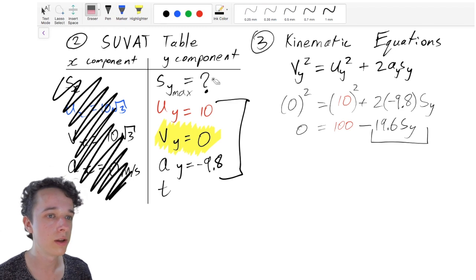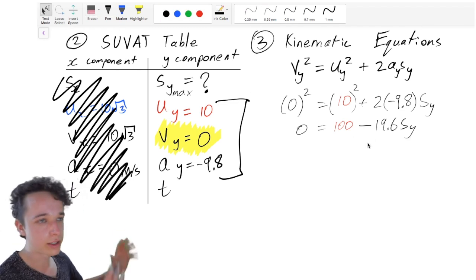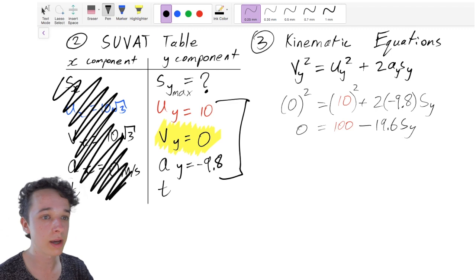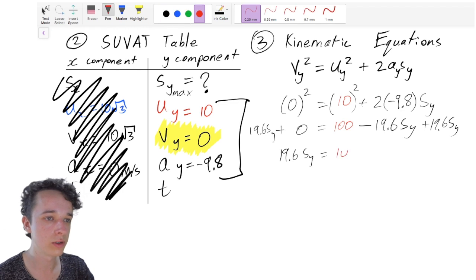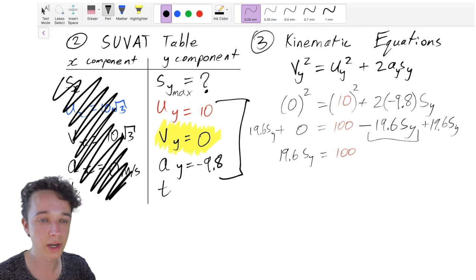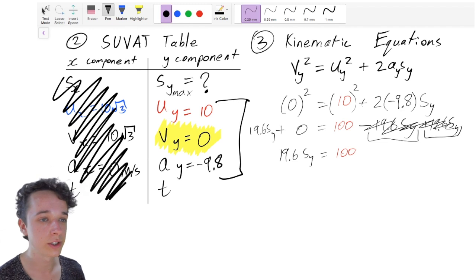And then we're going to bring this 19.6 times sy to the left-hand side of the equation. I like to think about it as bringing it to the other side, but perhaps a better way of thinking about it is plussing 19.6 times sy to each side of the equation. So now on the left-hand side, we have 19.6 sy equals 100. The minus 19.6 times sy and the plus 19.6 sy cancel each other out to be 0, so there's nothing other than the 100 on this side.